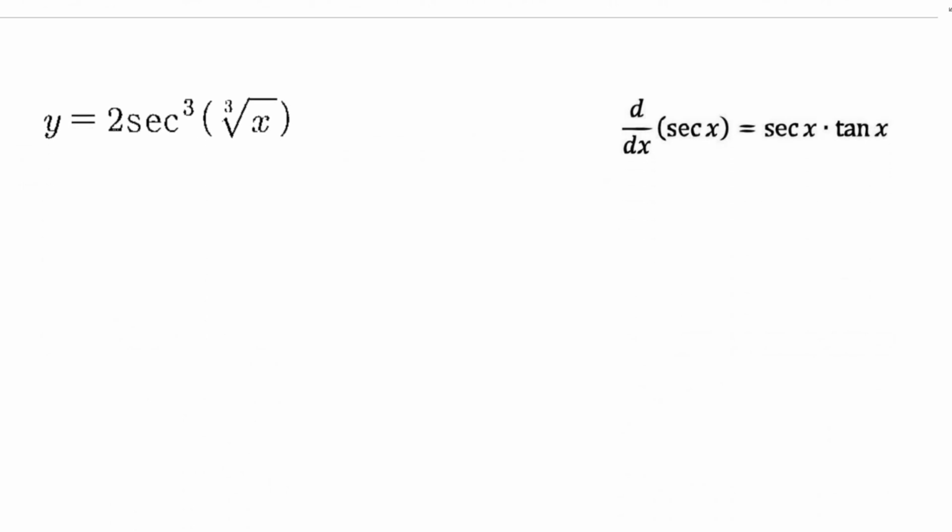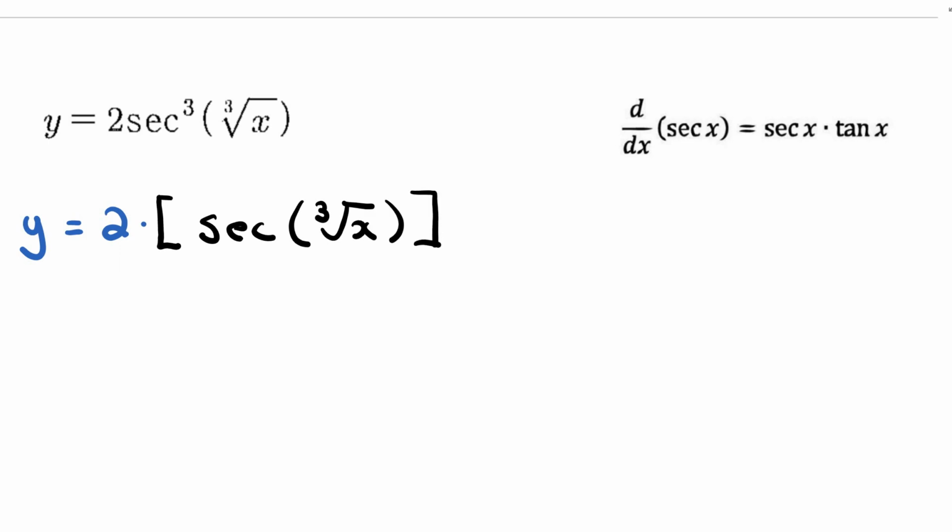Okay, so now I have y equals 2 times secant cubed of the cube root of x. So y would equal 2 times, square bracket, secant of the cube root of x, close that bracket, and then this 3 right here is really up there, right?